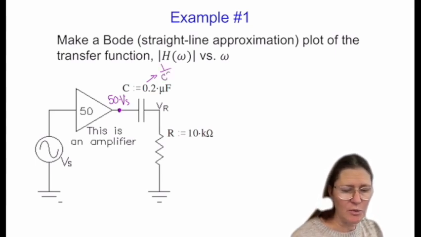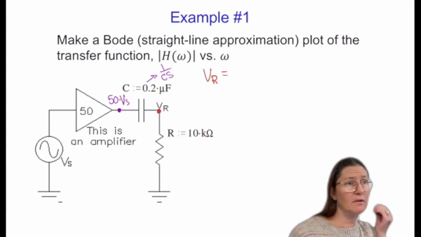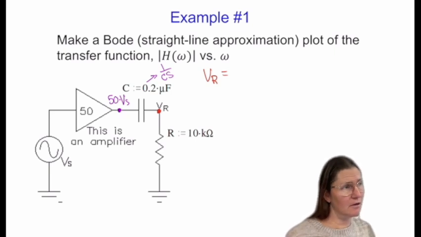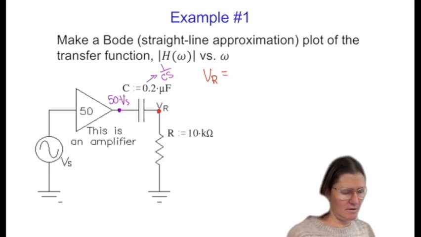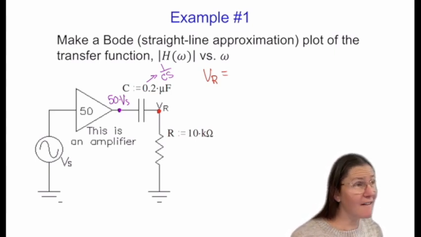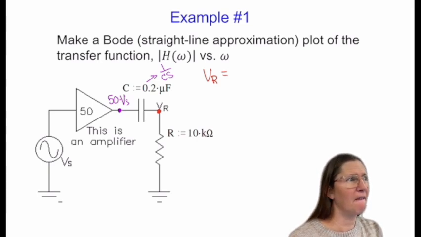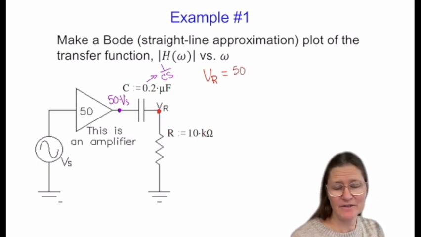So again, this is going to be 1 over CS. I'm going to treat it like a resistance. My VR is located here. What is VR going to be? My equation for VR. Anyone? What do I consider my voltage here? 50 Vs. Thank you. 50 Vs.